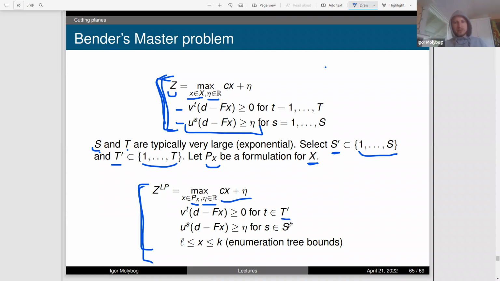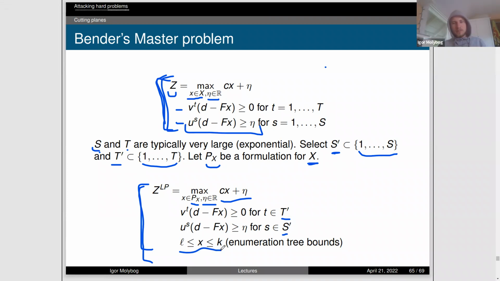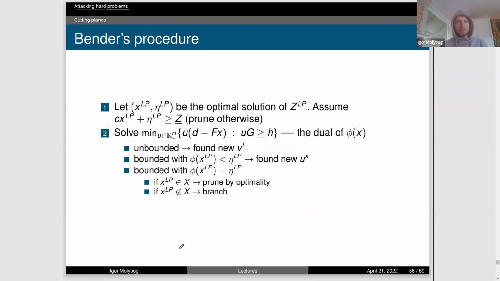So the objective function is the same. Now the number of constraints is being reduced, and optionally we can consider a number of upper and lower bounds on the values of each individual variable in the problem, because we would like to introduce the possibility to do branching. So this part will correspond to the bounds that correspond to our enumeration tree, in the branching boundary.